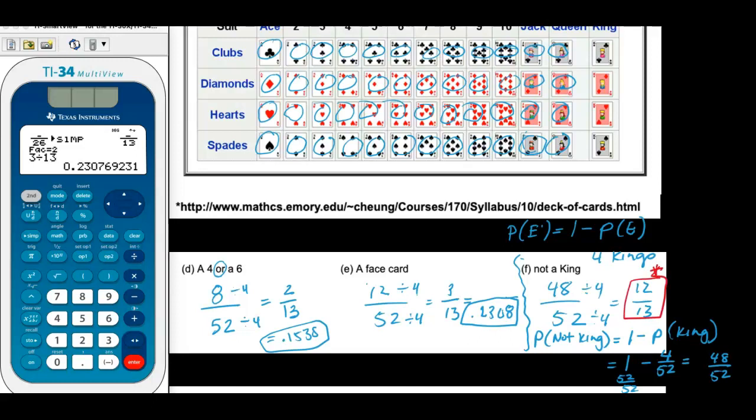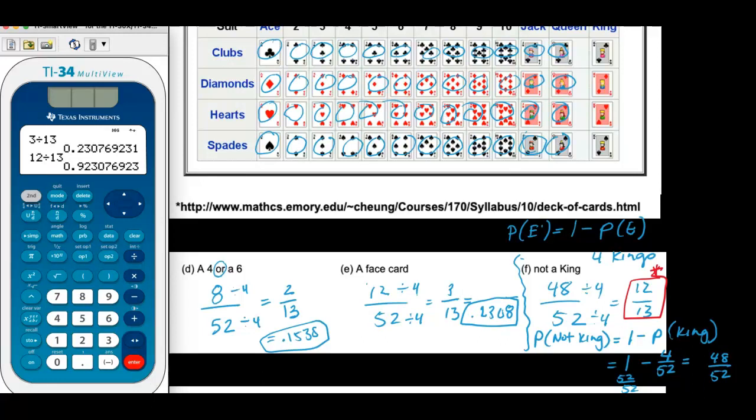Or if we didn't want to count all of the cards that are not king, we could count the cards that are king because it's faster, 1, 2, 3, 4, and just subtract that probability, 4 out of 52, from 1 to give us the probability of not getting a king. So you have some options there depending on how much you want to count. And then we could use our calculator and just divide 12 by 13 and we get a decimal, so 0.923.